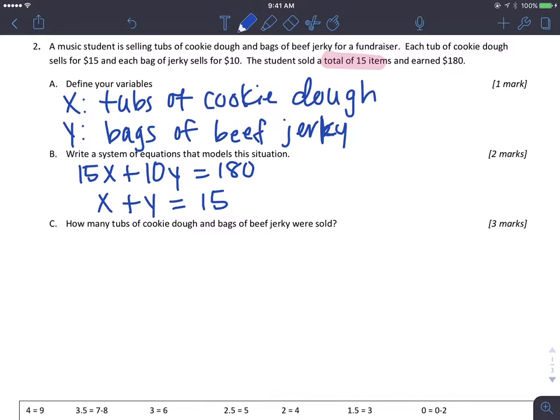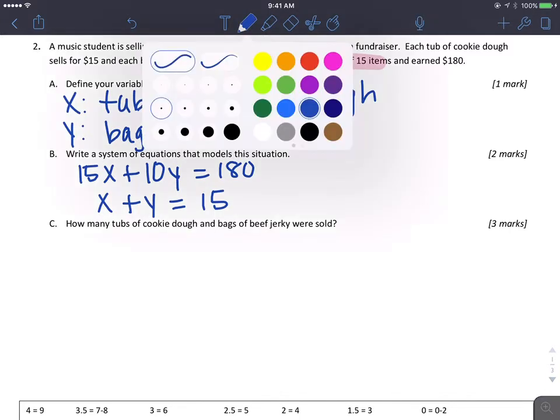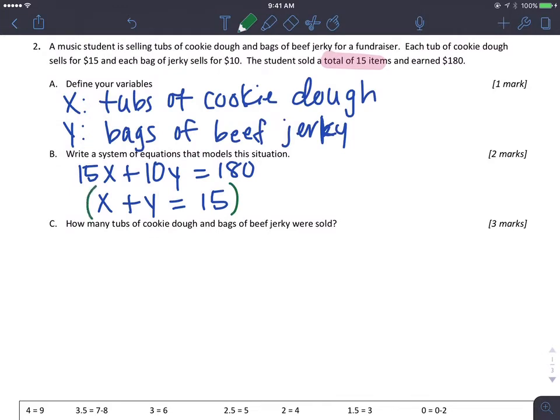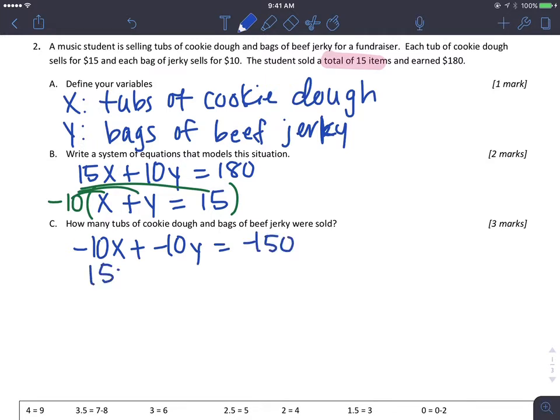Once again, I think this is one where a lot of people are going to like the elimination. Looking at this, if I do 15, I'm going to end up with negative numbers. So I'm going to get rid of the y this time. I'm going to do -10. So distribute that -10. We get -10x plus -10y equals -150. Then I'm just going to rewrite the other one. 15x plus 10y equals 180. Giant addition problem. The y's cancel out.